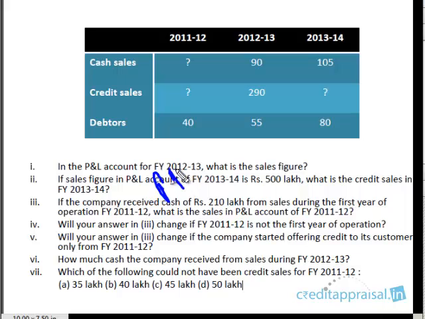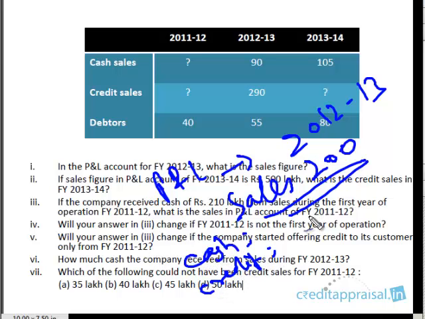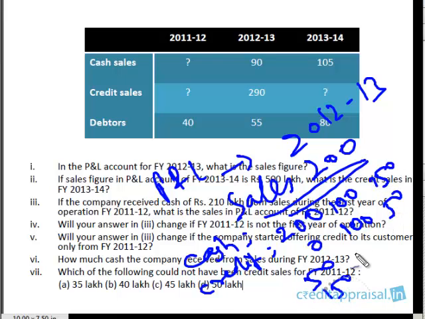So in the P&L, if the account says sales is 200 lakhs for a particular year, say 2012-13, the breakup between cash sales and credit sales is something which we cannot know. It could have been entirely cash sales and zero credit sales. It could have been 100-100 or 150-50. It could be 50-150. It could be any combination which we are not aware of. So please note that from the P&L account point of view, sales means the total of cash sales plus credit sales.